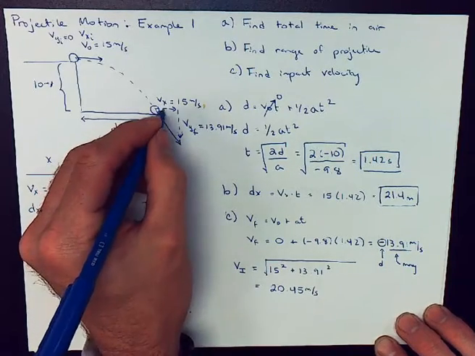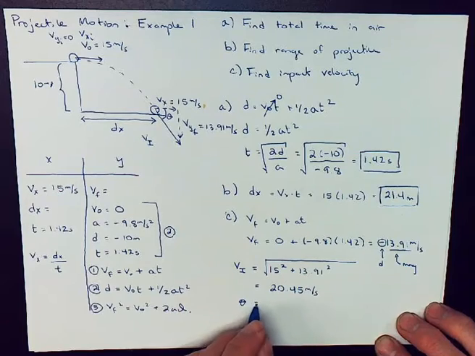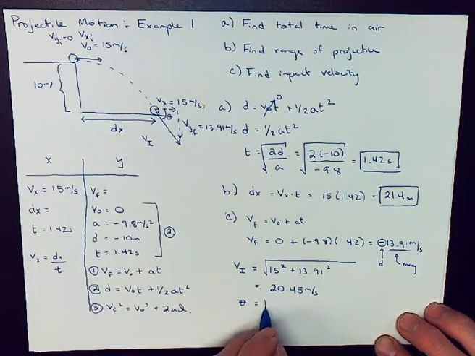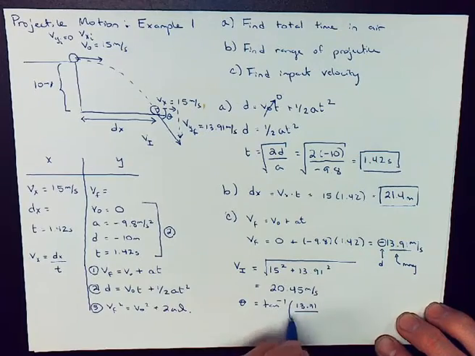From there I need direction, which is this angle here. To get theta, we'll use our favorite trig function, since I have the opposite side and the adjacent side. So I will use tangent inverse of 13.91 over 15.